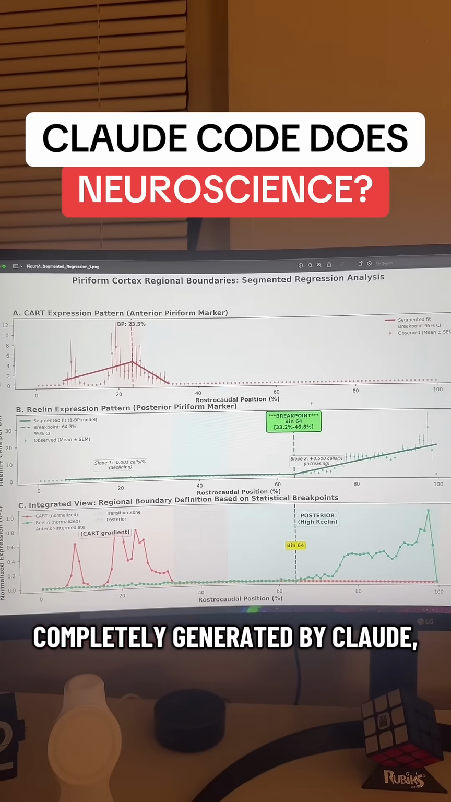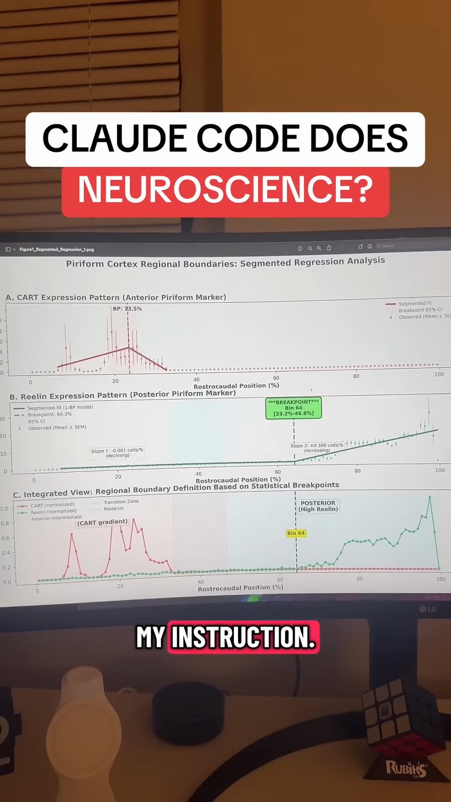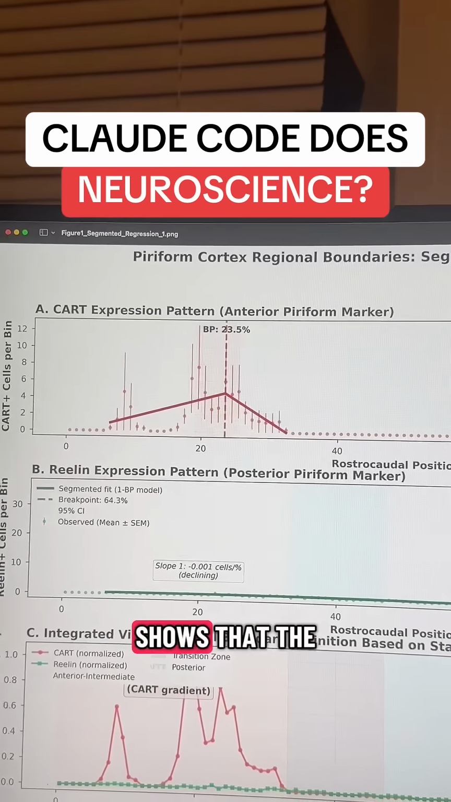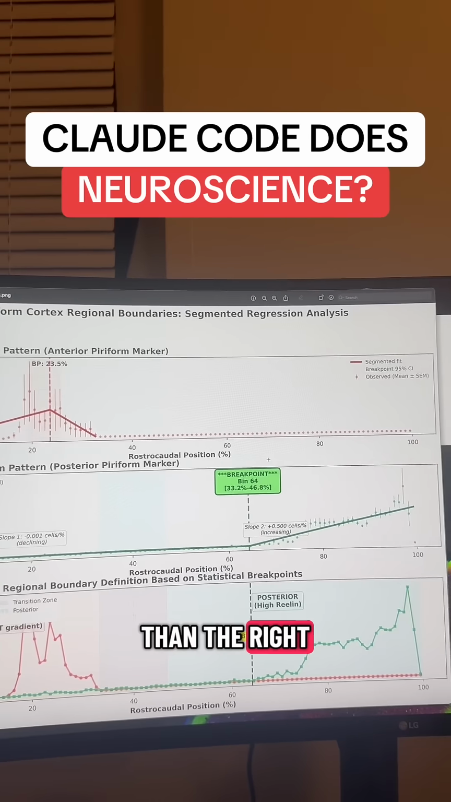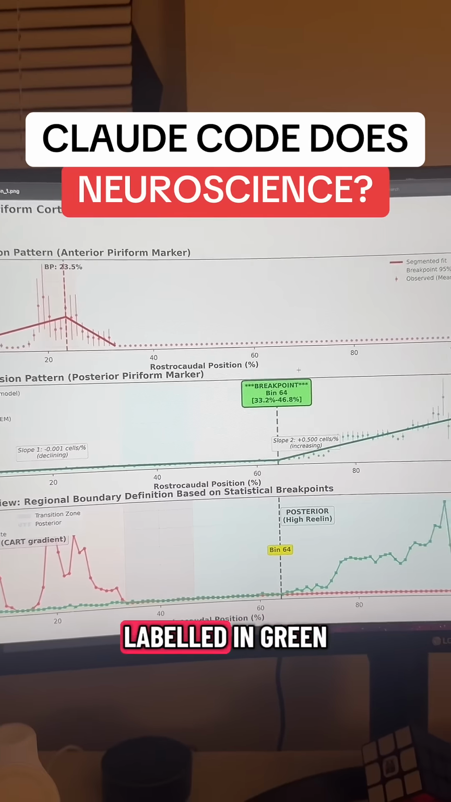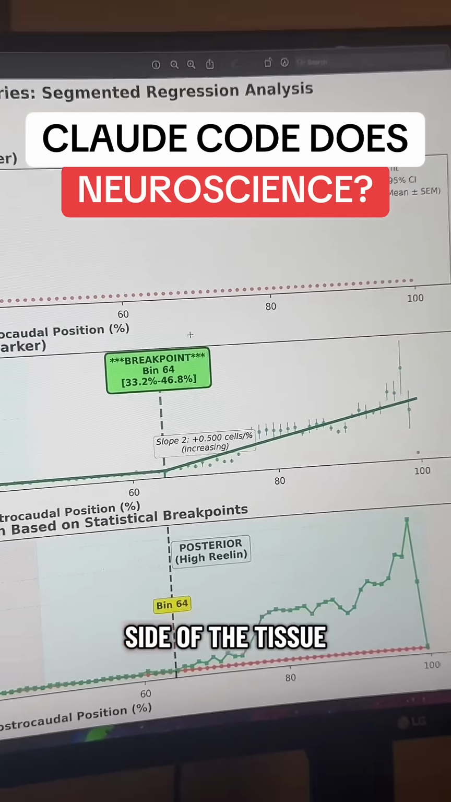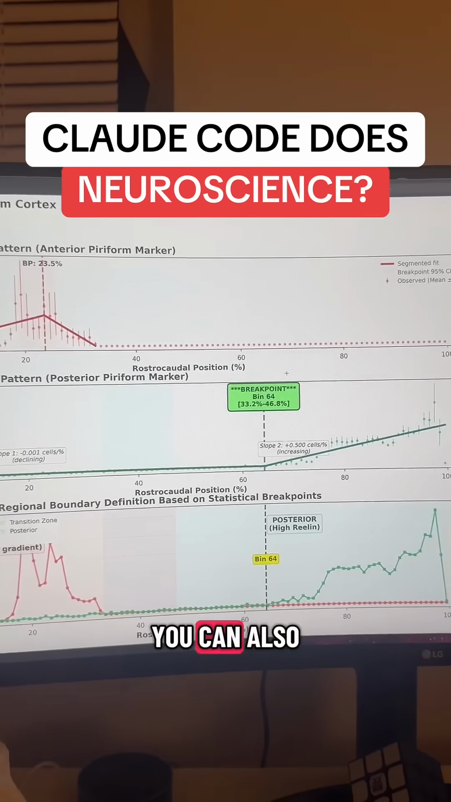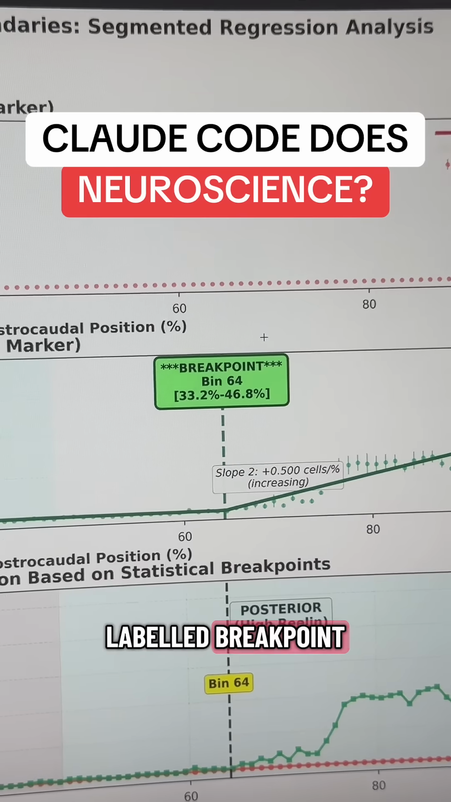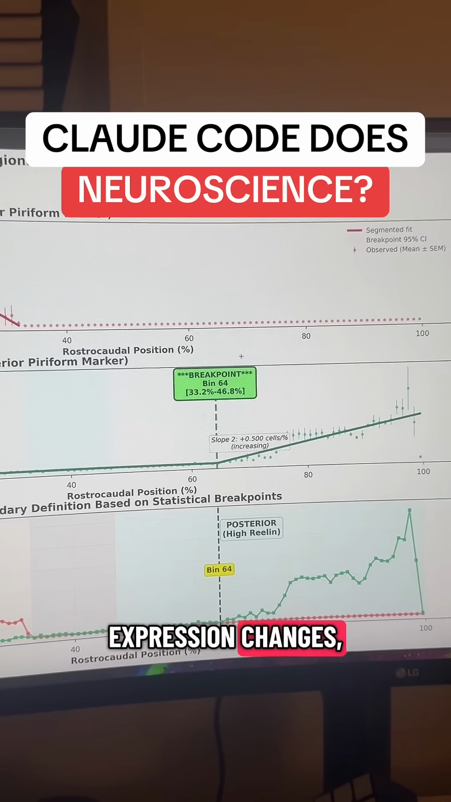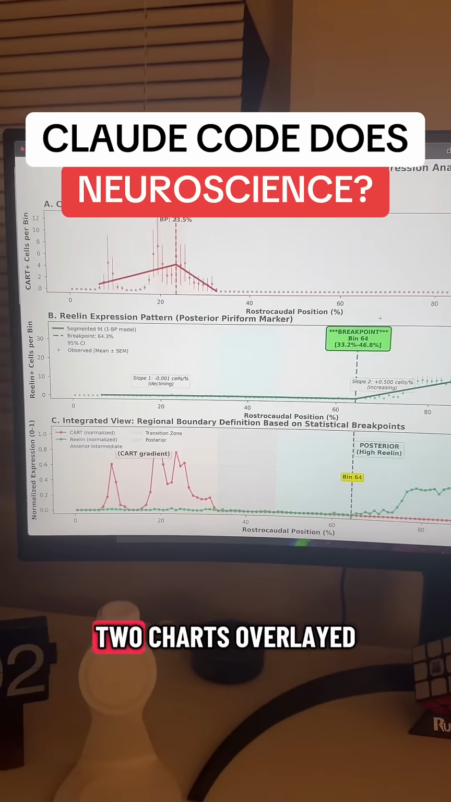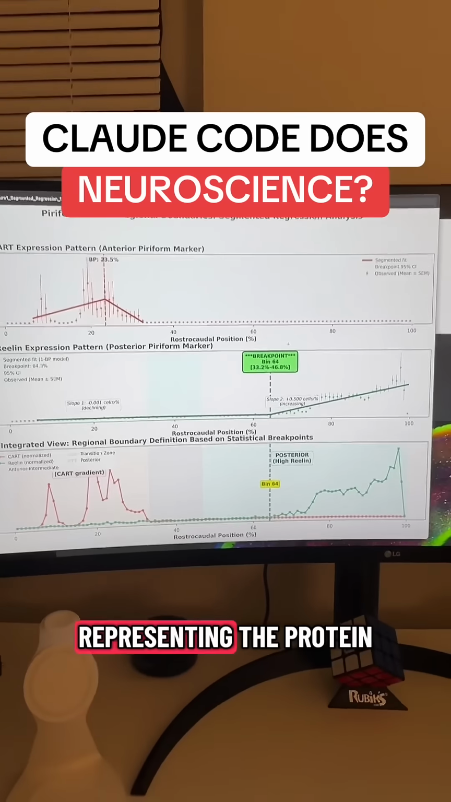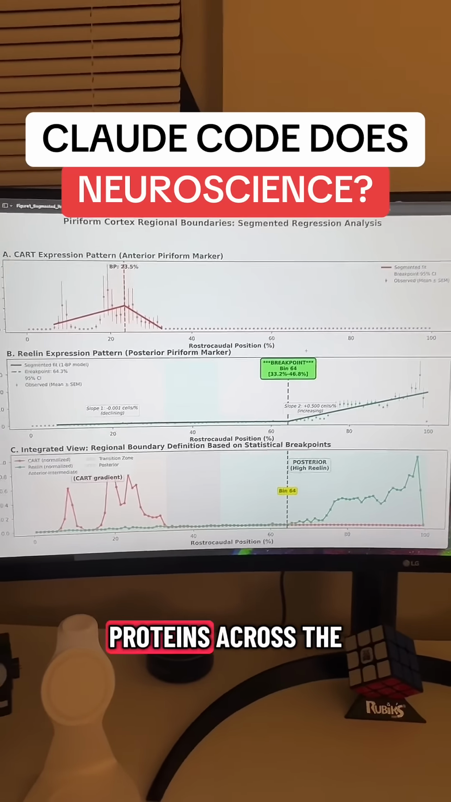These plots were completely generated by Claude, of course, with my instruction, and as you can see, the top plot clearly shows that the protein labeled in red is expressed more at the left side of the tissue than the right side of the tissue, and the protein labeled in green is expressed more on the right side of the tissue than the left side of the tissue. You can also see a clearly labeled breakpoint where the trend in the protein expression changes, and that results from the statistical analysis that Claude performed. And here's the two charts overlaid next to each other, representing the protein expression of both proteins across the entire tissue.